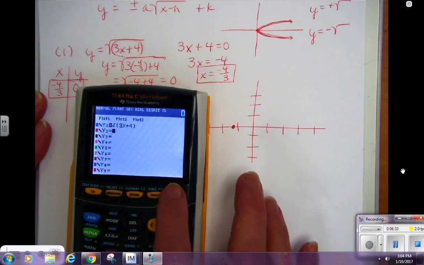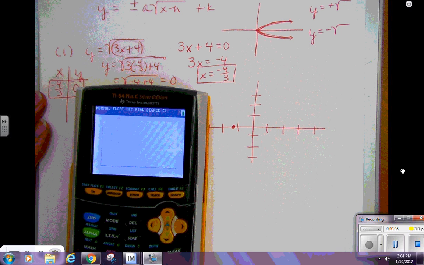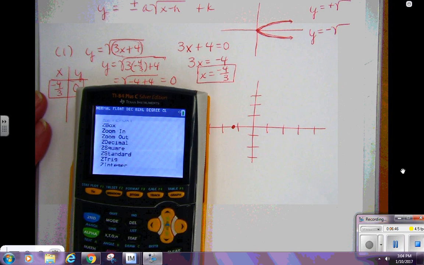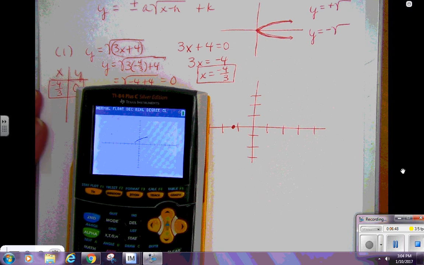And then graph. My window is not in standard form right now, so I need to change that back to standard. So I'm going to press zoom and then number 6, and now it'll graph it for me. Okay, so that's what it's going to look like after I get some more points.